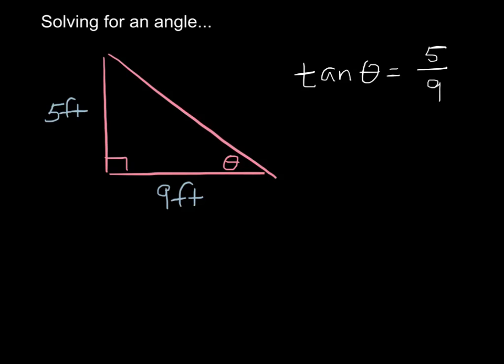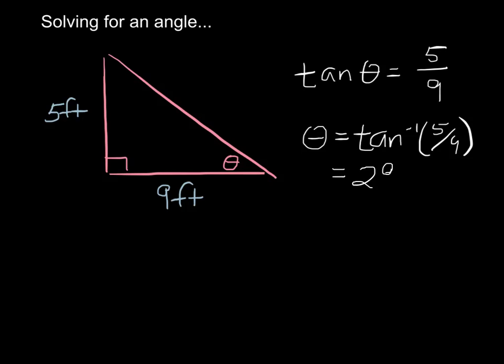Now the way we isolate theta is by using our inverse trig. Now again, this is not going to be one of our special angles, so we're going to use our calculator. And we end up with 29.1 degrees, and that's rounded to the nearest tenth. So when you're solving for an angle, make sure that you show your diagram, you show your initial equation, you show that you used the inverse function, and that you've written your angle complete with units.